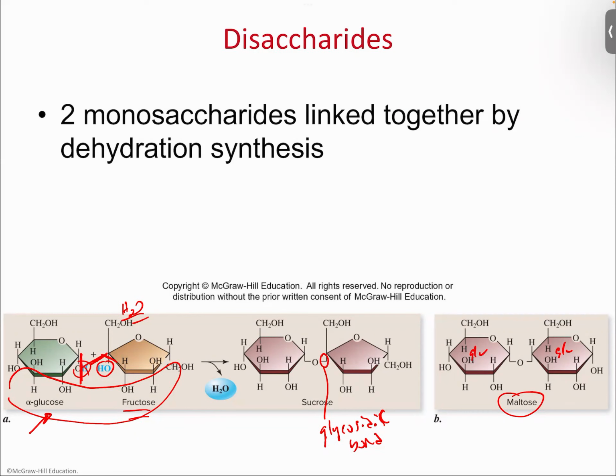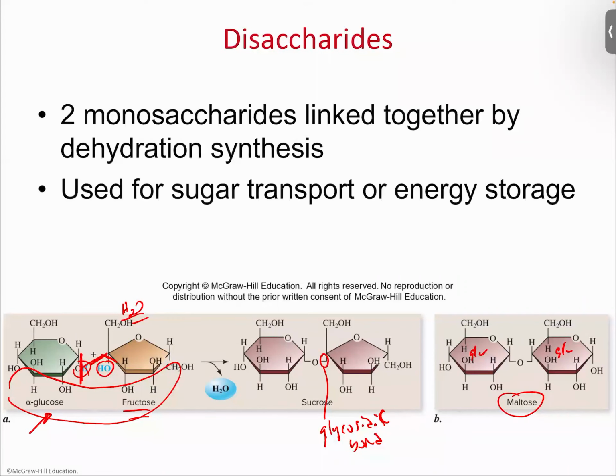So sucrose, by the way, is to be found where? If I were to send you out into the world and say, give me some sucrose, what do you have to come back with? Yeah, table sugar, right? That's basically what it is. So that's what we actually associate with sugar.